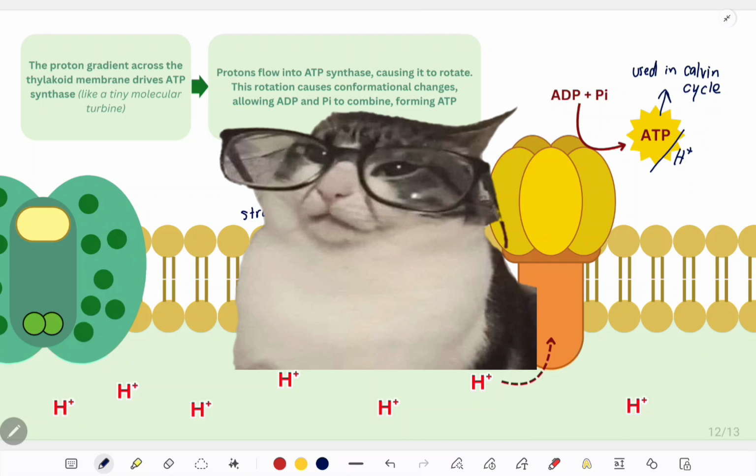This is the general overview of the light-dependent reactions.